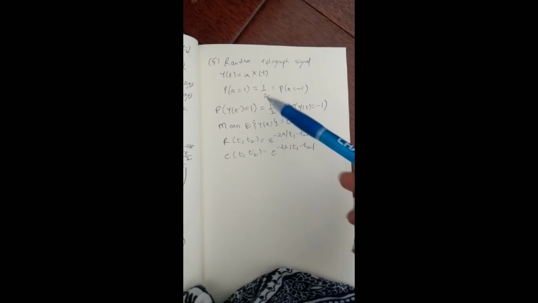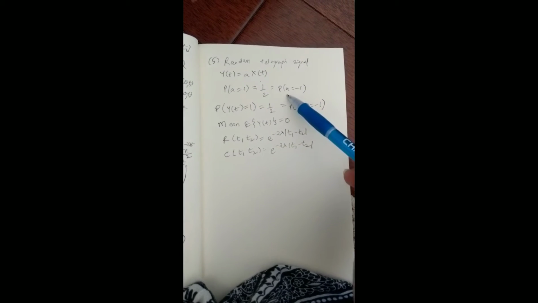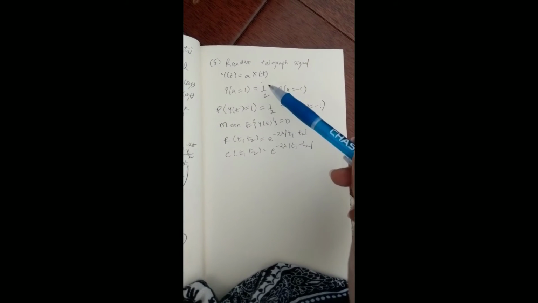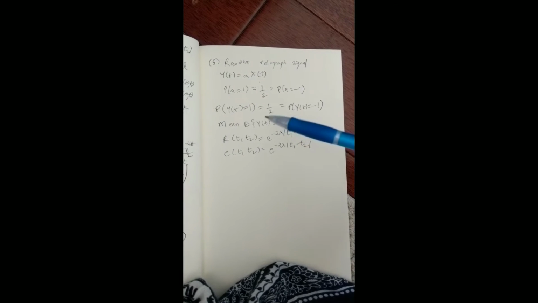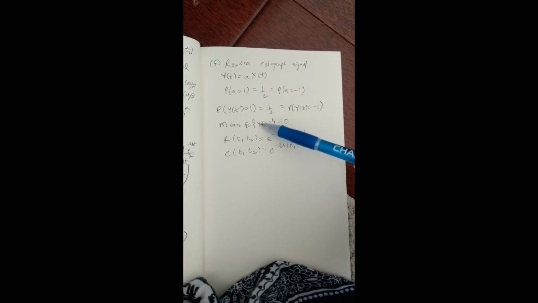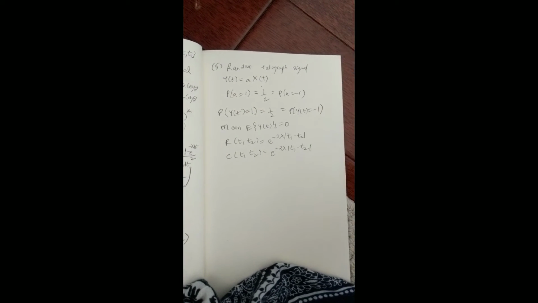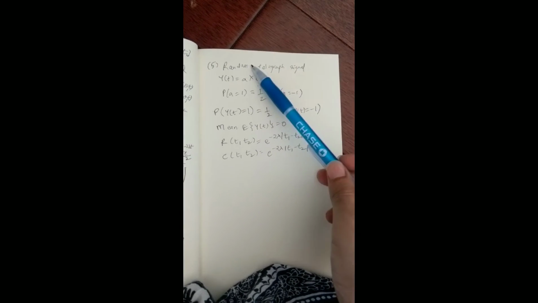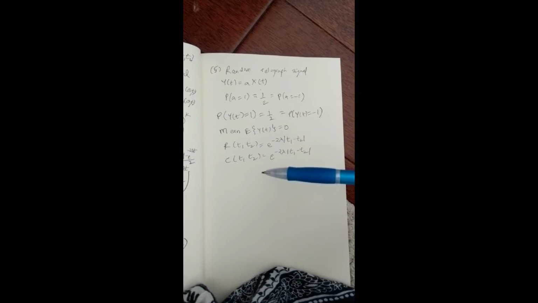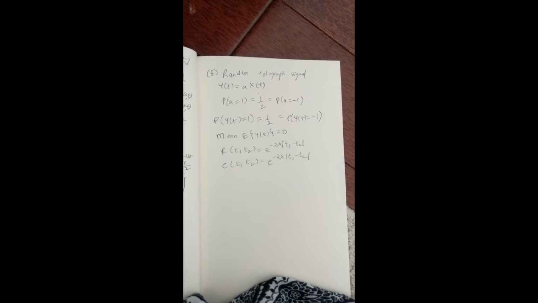The fact that p of a equal to 1 is equal to p of a equal to minus 1 is equal to 1 by 2, and the fact that the mean is a constant makes us think that the random telegraph signal is stationary in the strict sense.